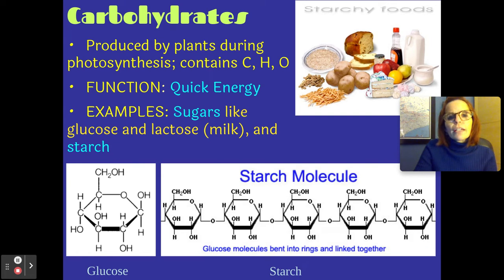So they include things like sugars. Sucrose is the sugar that you use that's table sugar. Glucose, you may have heard of, as a sugar that plants make for themselves and that your mitochondria use. Lactose is a sugar that many people have trouble digesting. It's the sugar that's in milk. And even starch is a type of carbohydrate.